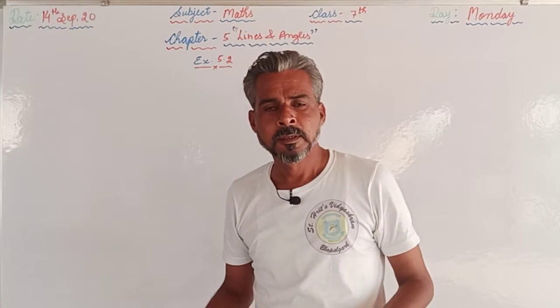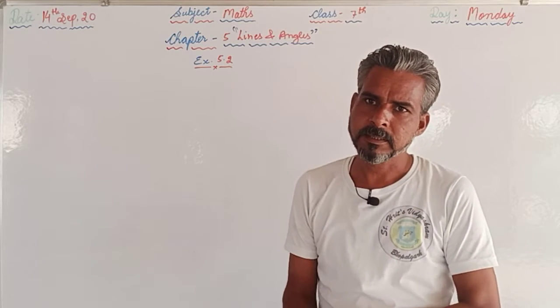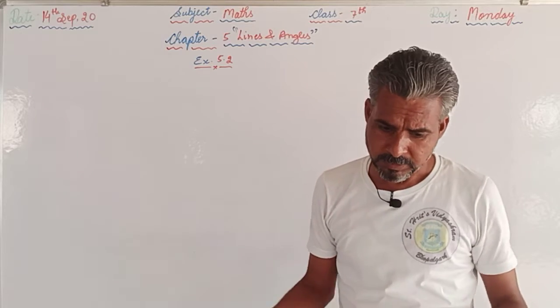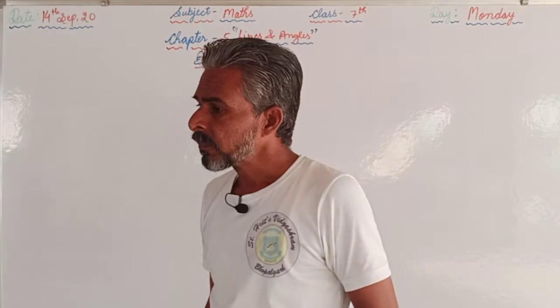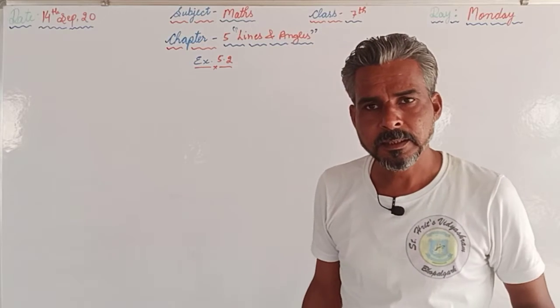So again we are ready with today's video. This video is for class 7th and the subject is maths, and we are continuing the same chapter, that is chapter number 5, and the name of the chapter is lines and angles.